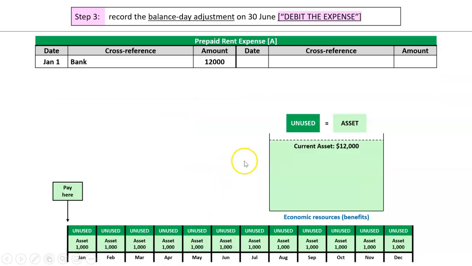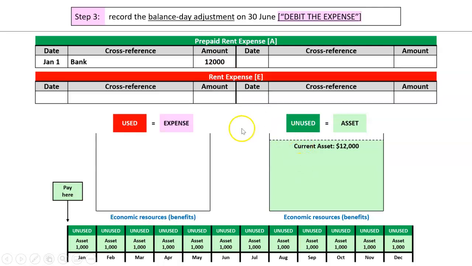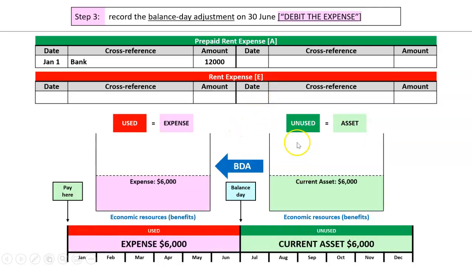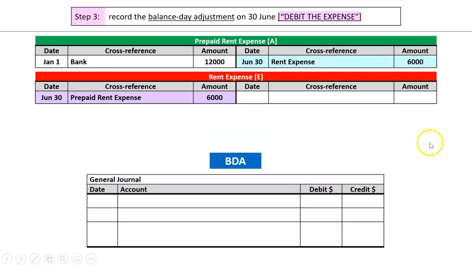And then, just to go back again, I got $12,000 in this ledger here. There's the tank. And what I needed to do was to take out there $6,000. How did I do that? I did a credit there. Okay, so how will we do that? Well, we do it in the general journal. We do our balance day adjustment. What did I just do?